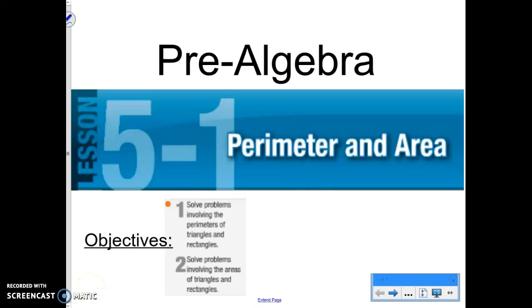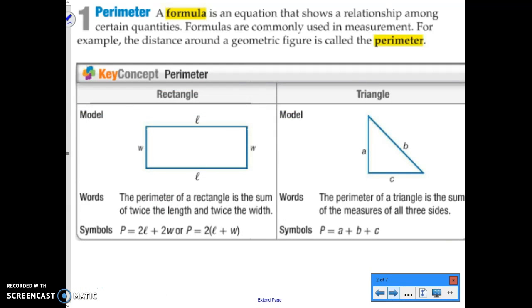All right, today we're talking about perimeter and area. This is Chapter 5, Lesson 1. So a formula is an equation that shows a relationship among certain quantities, and formulas are commonly used in measurement.